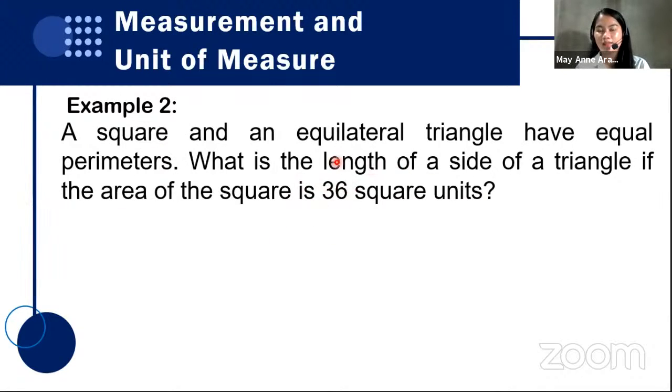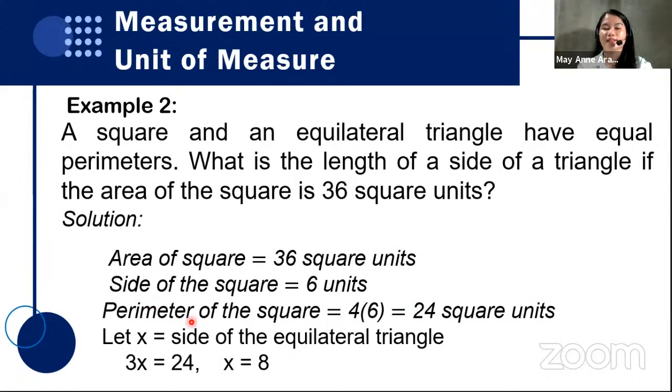Can get the length of the side of the square by getting the square root of 36. After that, you can solve for the perimeter of the square. And since the square and equilateral triangle have equal perimeters, we can equate the perimeter of the square to the formula for finding the perimeter of the equilateral triangle, which is 3s, or 3x if x is the missing side.